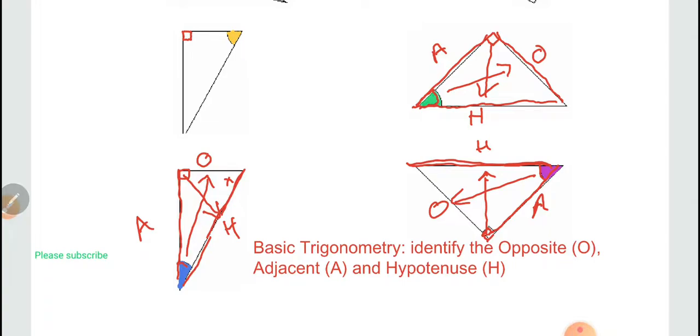Finally, with the yellow angle, the side that's opposite the 90 degrees is always called the hypotenuse, the longest side. So this is one of the sides touching the yellow angle. The other side that's touching it we call the adjacent, and the side that is opposite the yellow angle, we call the opposite, O. Can you see this side is not touching the yellow angle at all?